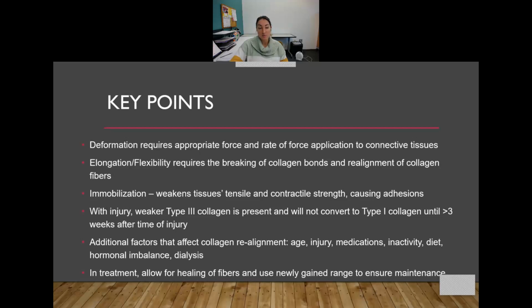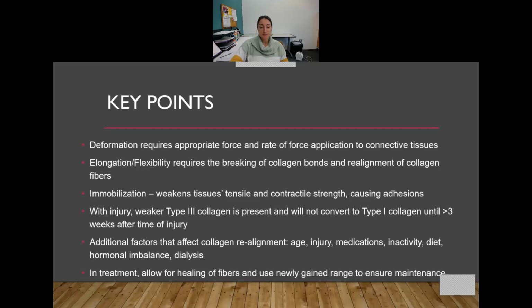With injury, weaker type 3 collagen is laid down and it's not converted to a stronger type 1 collagen until about 3 weeks after injury, which is another reason you have to really progress people very slowly. And you can't just say, well, you were an athlete before, I'm just going to start you at this weight. Because even though they could do that before, they don't have the same strength of collagen. So they're kind of out of place for at least 3 weeks after the injury, where they could re-injure a lot easier than the initial injury itself.